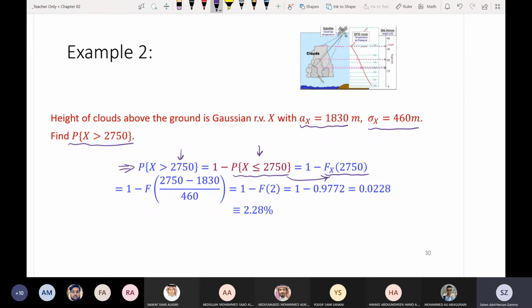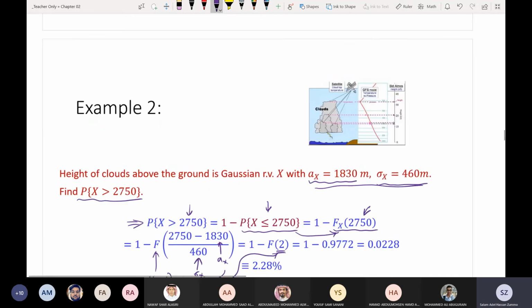تمام؟ I don't have a table for this random variable. What I have a table for is F, the normal with zero mean and variance equal 1. So I take this number, I subtract from it the mean, and I divide by the standard deviation, sigma x. So if I do this, 2750 minus 1830 divided by 460, I get 2. So whatever inside here is equal to 2. So this is 1 minus F of 2.